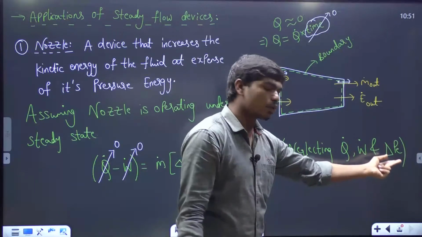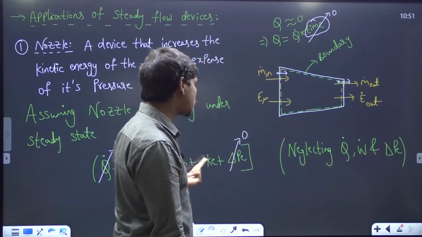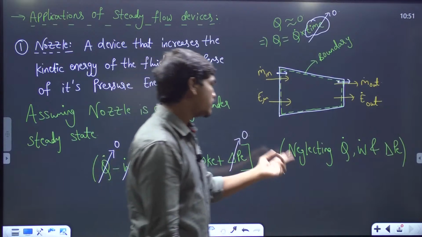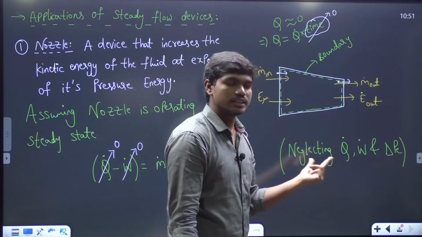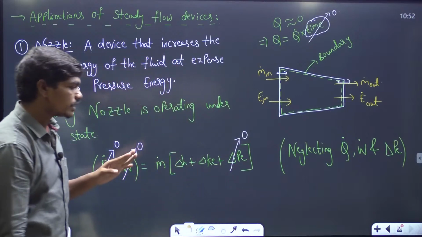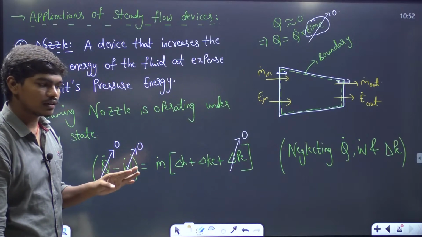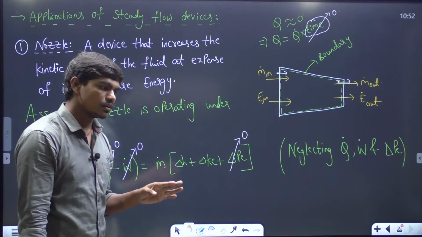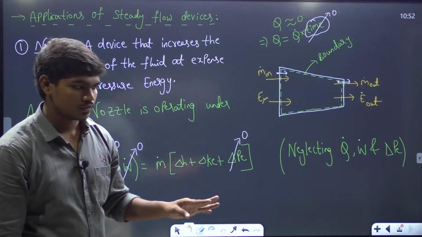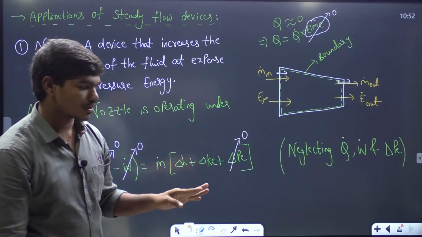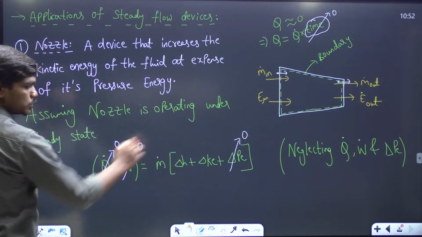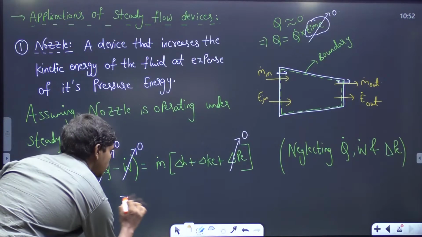Next, potential energy changes: when compared to the values of kinetic energy, where velocity is in hundreds of meters per second, the change in potential energy is very small. So did you all understand why we are neglecting Q dot, W dot and delta PE? If you say yes, we'll go for the next part. Did you all understand? Yes? Okay. So if you neglect these three things, then see what happens.